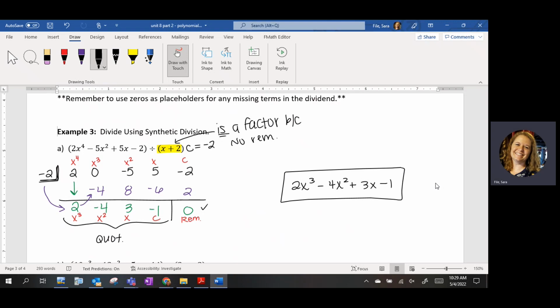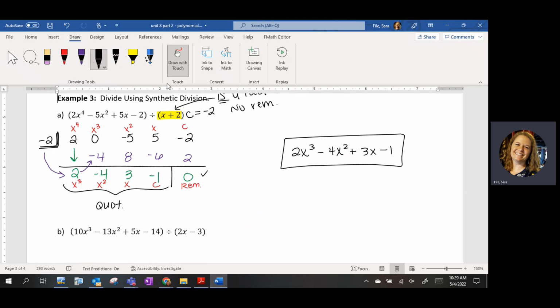Quite a bit simpler, right? Still places to make mistakes. You can make silly mistakes multiplying and adding and subtracting. Be careful. Yes, that's basic math, but it's still common to make mistakes when you're doing that, especially if you're rushing. So be careful. Take your time.